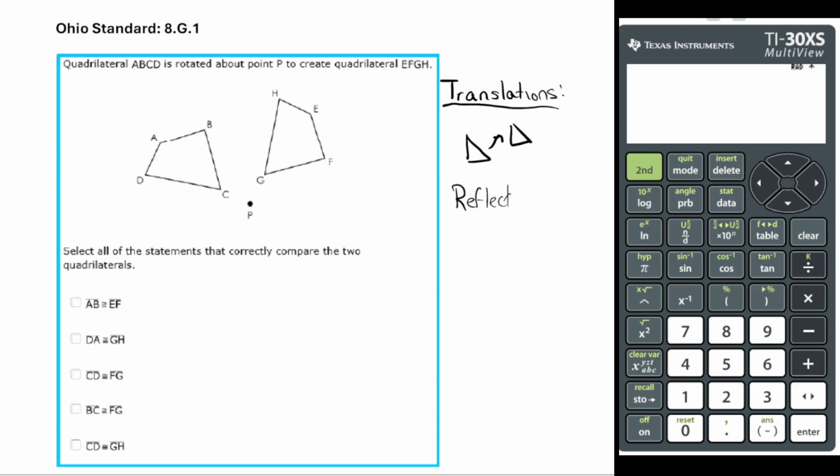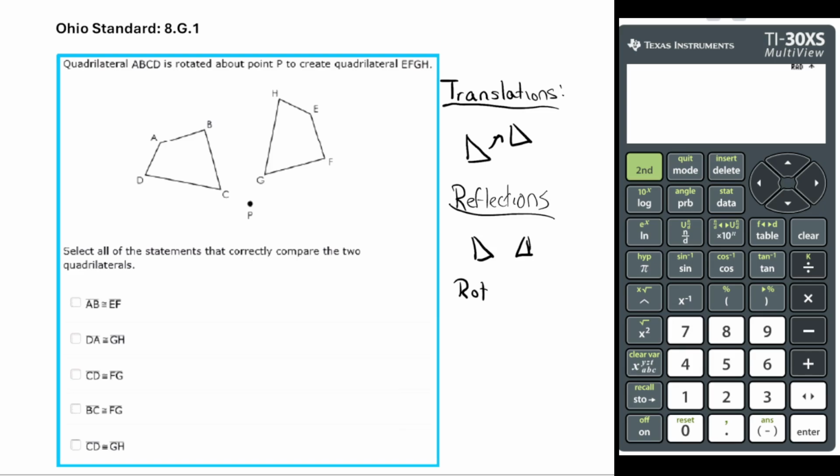Reflections. That's like looking into a mirror, right? When you reflect something, it changes direction. Think about how if you look at yourself in a mirror and you raise your left hand, your reflection is going to raise your right hand, or what appears to be its right hand, because that's how the reflection works.